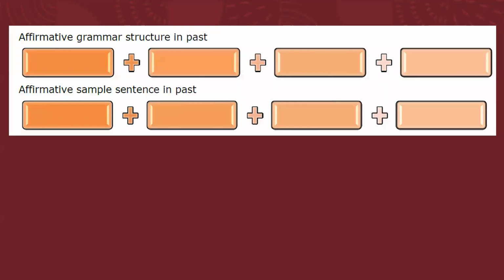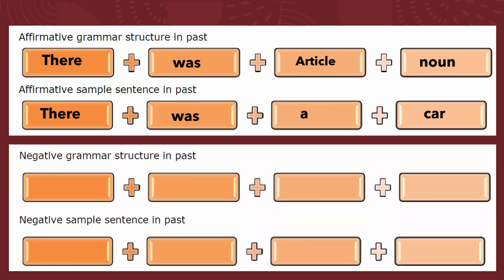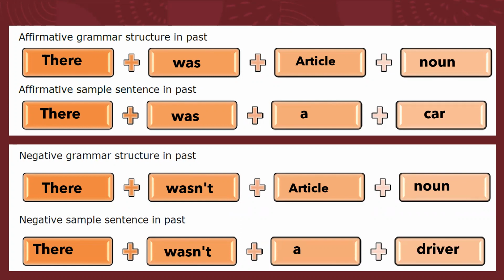For the affirmative grammar structure in past, we have there, plus was, plus article, plus a noun. For example, there was a car. For the negative structure in past, we have there, plus wasn't, plus article, plus noun. For example, there wasn't a driver.